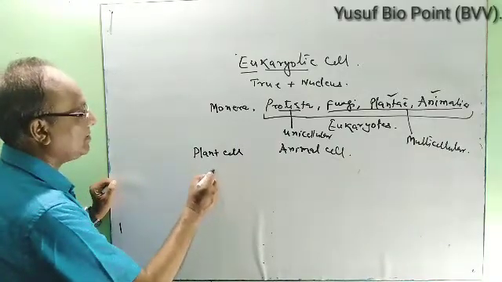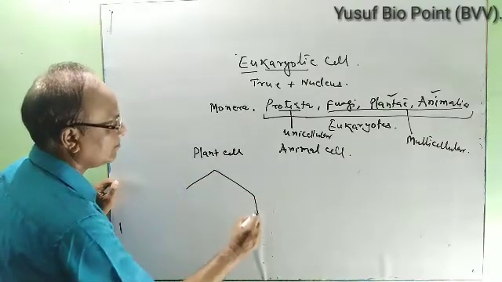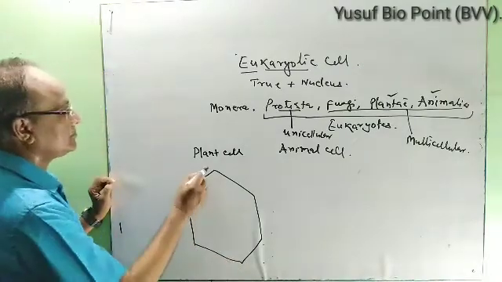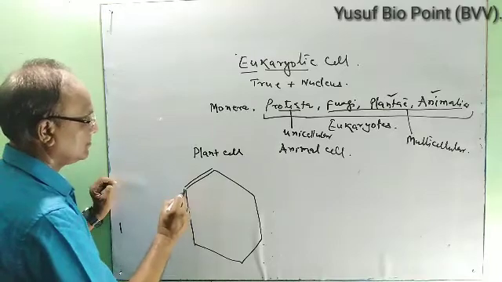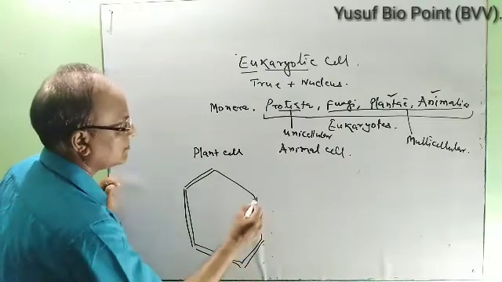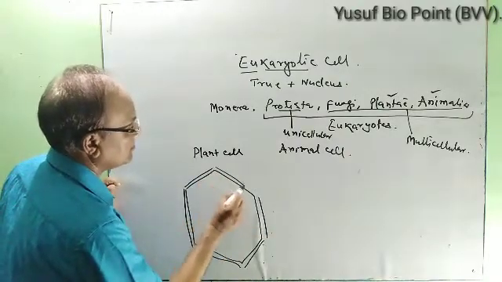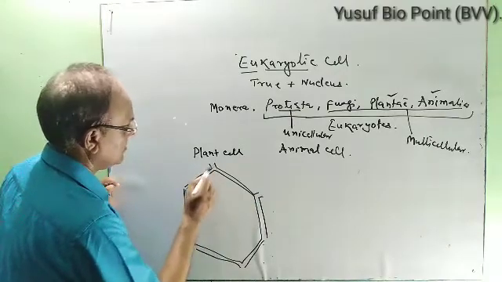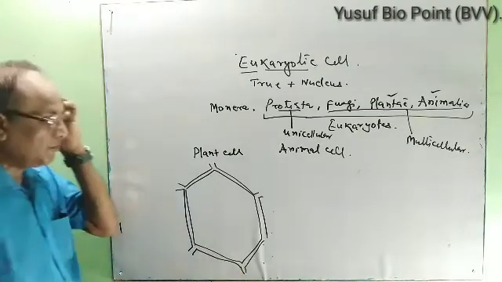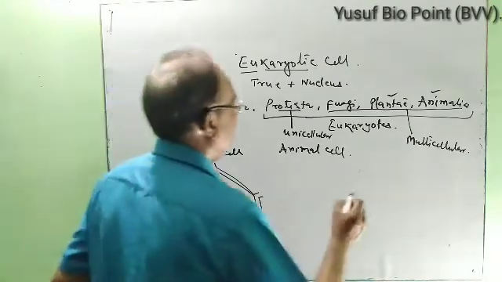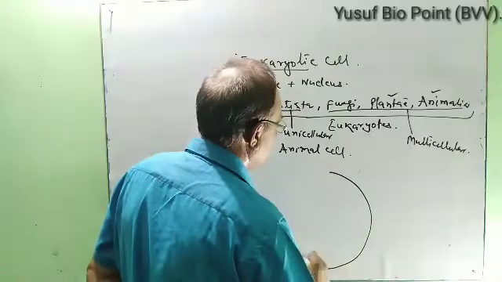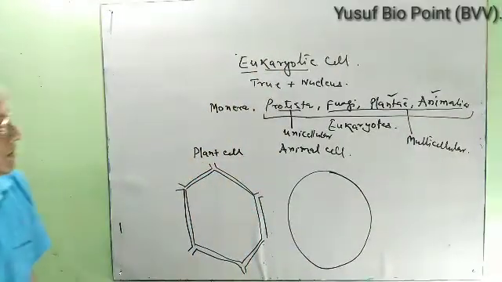Now the plant cell is usually polygonal in shape. This is polygonal in shape. And the animal cell is generally of many types, and generally they are oval in shape.